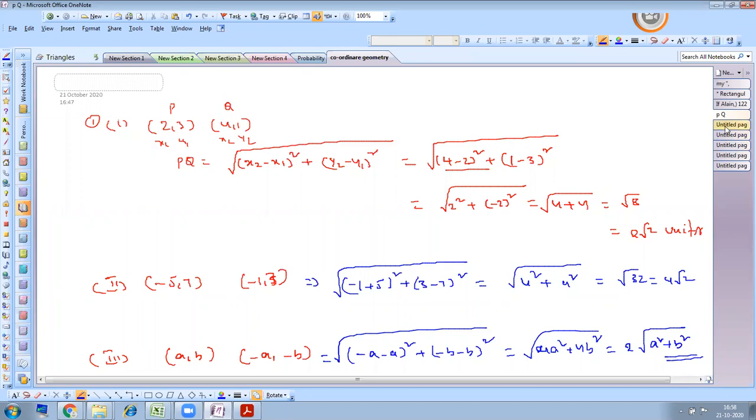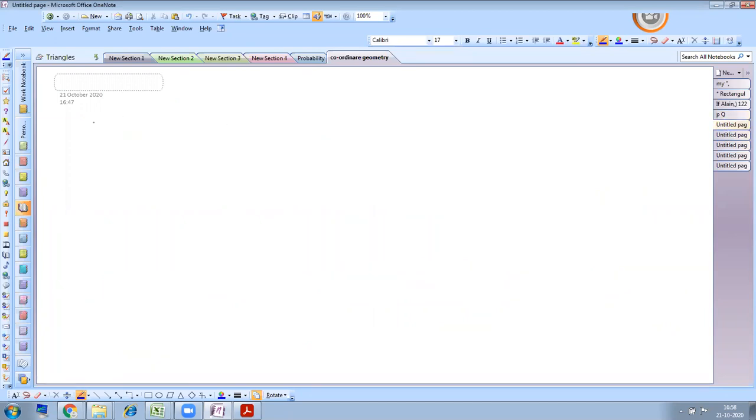Generally, they won't ask for higher level numericals straight away on distance. They will ask indirectly to use the distance formula. There are many applications. You can prove, if they're giving the points, whether they will form a triangle or whether they will form a rectangle. That kind of questions they will ask here.